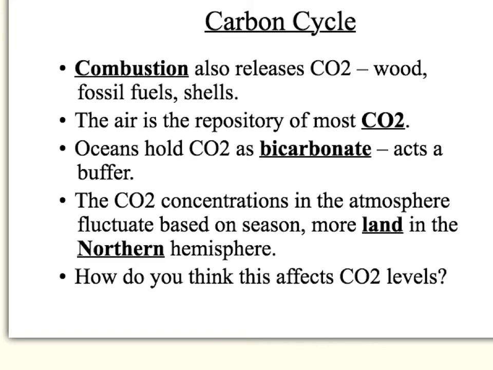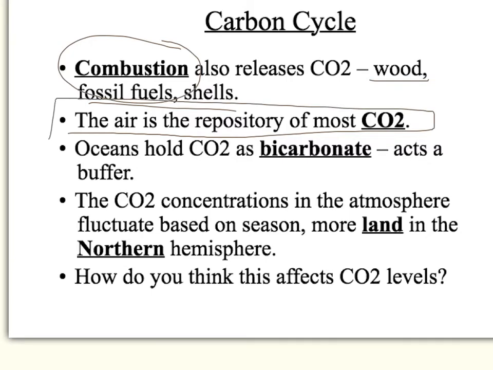So we're talking about the carbon cycle. We also know, like we mentioned earlier, that combustion, catching things on fire, releases that CO2. So when we have wood, fossil fuels, and even some shells, they can then recycle or put that unusable form of carbon into a usable form. The air is a repository for most of our CO2, so that's where we're going to see most of it. The ocean also holds CO2 in a form known as bicarbonate, and that acts as a buffer to prevent the pH of the ocean from changing dramatically.